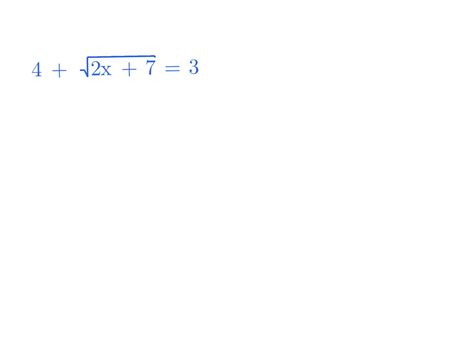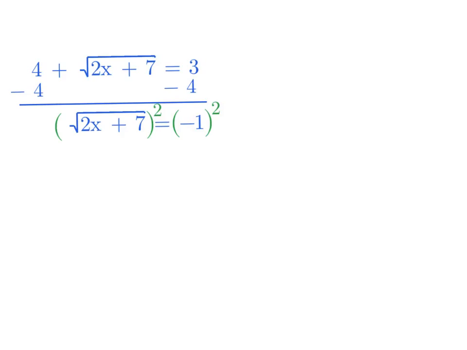Subtract 4. Correct. Subtract the 4, because the 4 is preventing the radical from being by itself. If I subtract 4 from both sides, the radical's by itself. Try to finish the problem. So when you squared both sides, the radical and the square cancel, so I'm left with just 2x plus 7. Negative 1 squared is positive 1. Then you subtracted 7 from both sides, you divided by 2, and you got x equals negative 3.